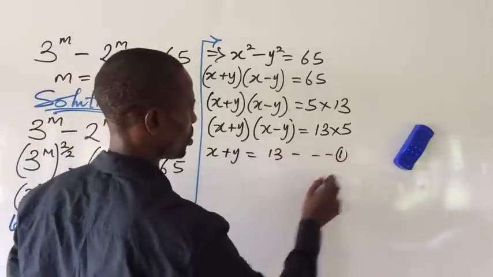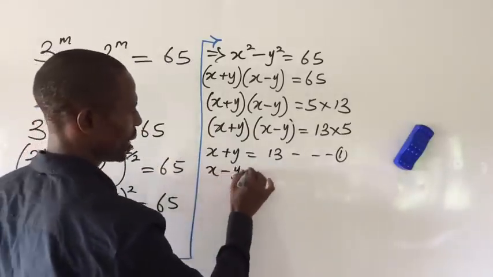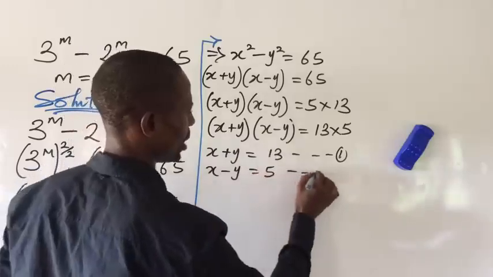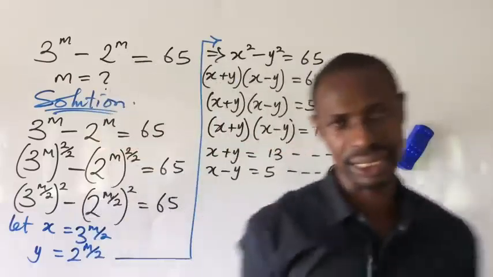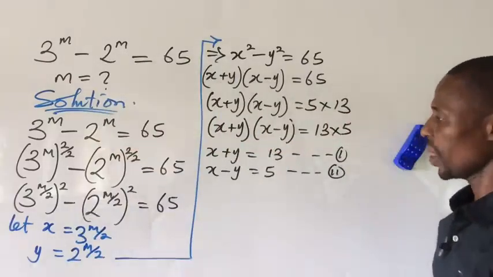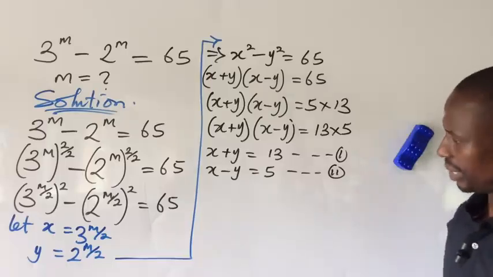Let's take this as equation 1. Then x - y = 5. Let's take this as our equation 2. Now, if you look at these two equations, automatically this is a simultaneous equation. So we can solve these two equations simultaneously. How do we go about this?